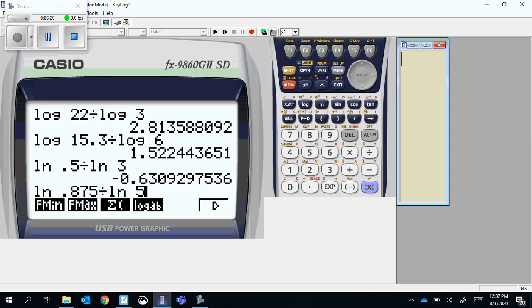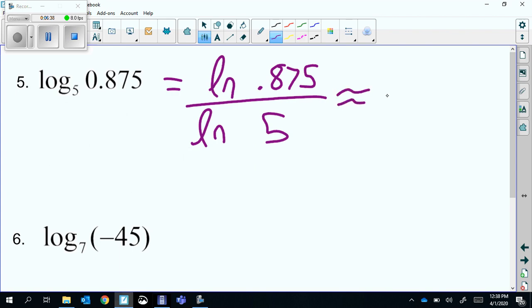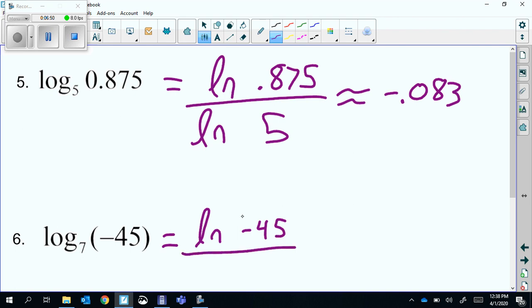And again, just make sure you use the same button, natural log or log, whichever one you're using, use the same log equation. 0.083 negative. Now this one, we will go type it in, but it's not going to work. It's going to be an error.